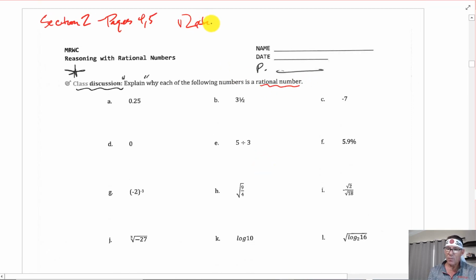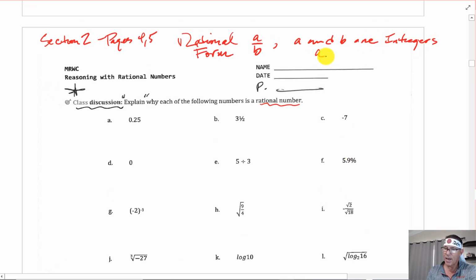Up at the top, let's write rational form here. Rational form looks like this: a over b, where a and b are integers and b is not zero, because you can't divide by zero. You can write it out in words, or you can do it symbolically if you like. You can say a, b is an element of Z, for Zahlen, for integers, and b is not equal to 0 because you cannot divide by 0.